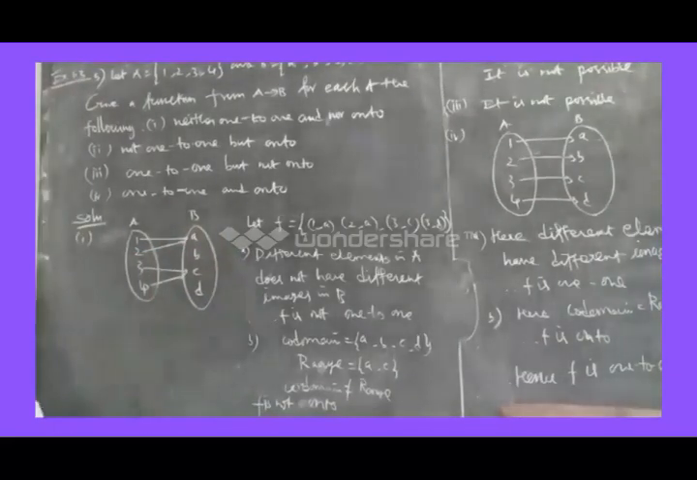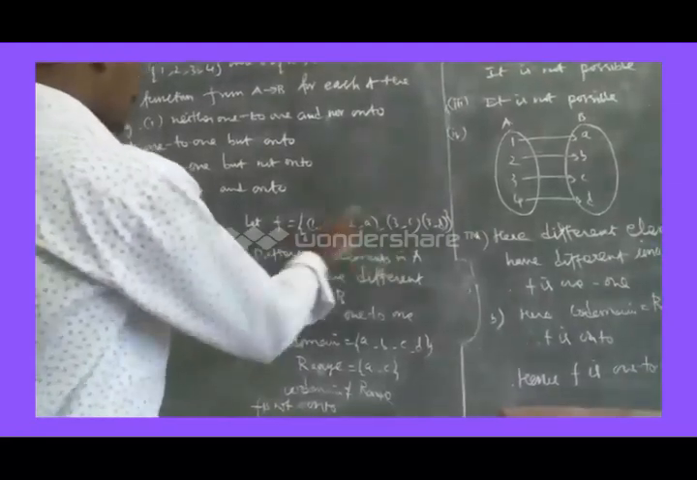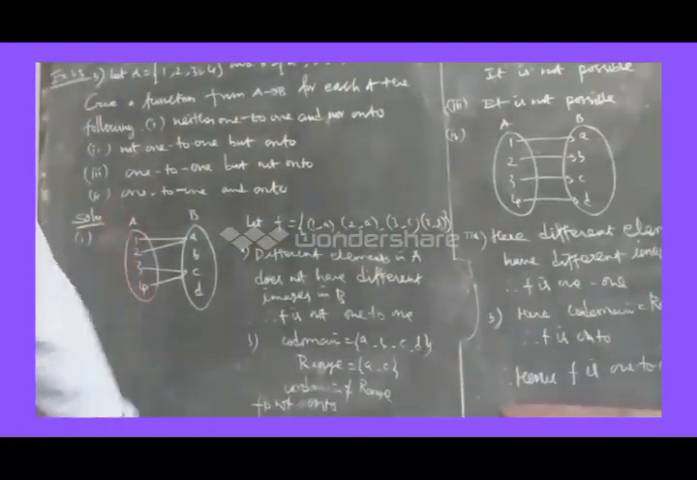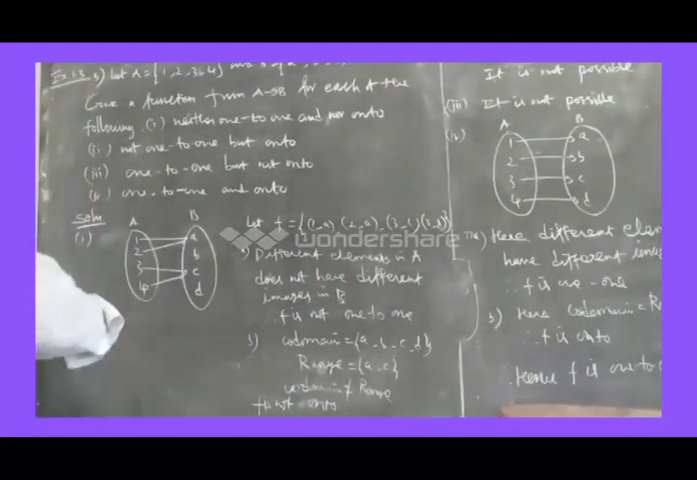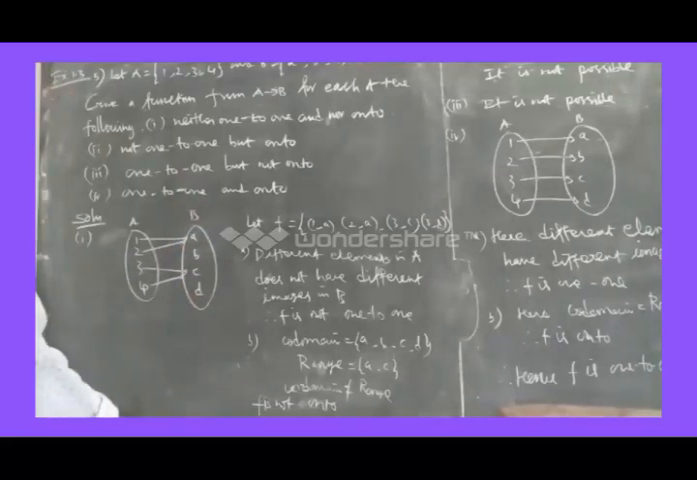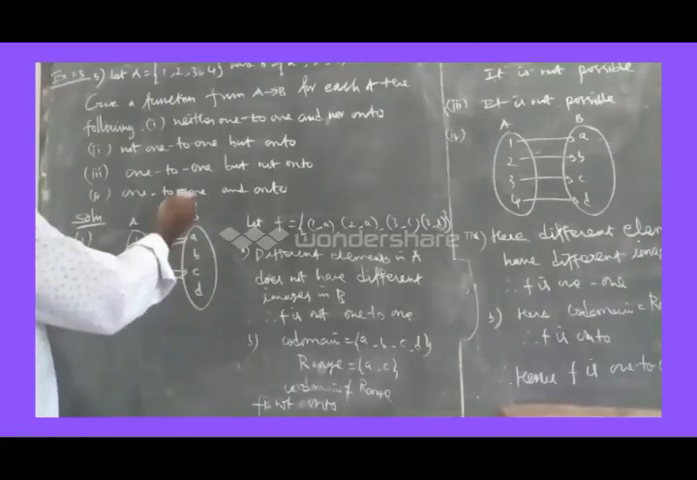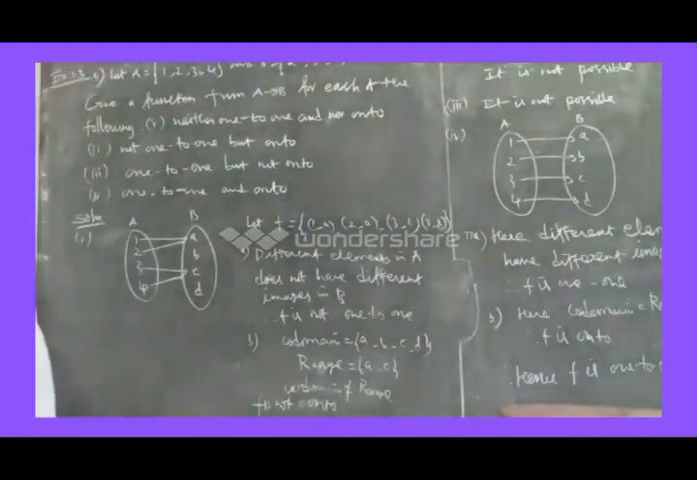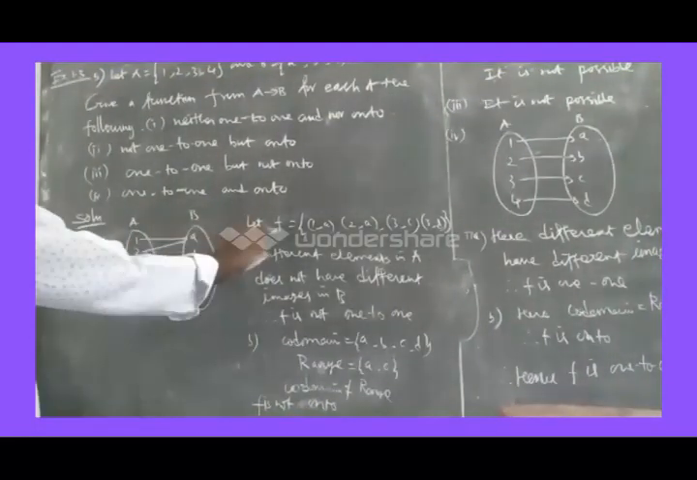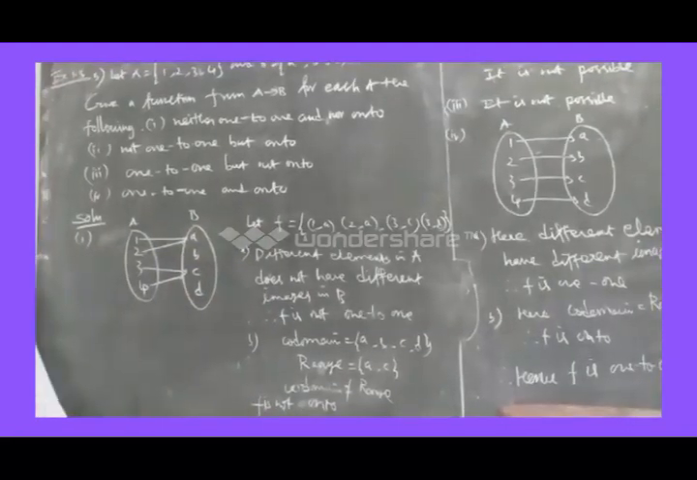So case 1, the different elements in A do not have different images in B. So f is not a one-to-one function.